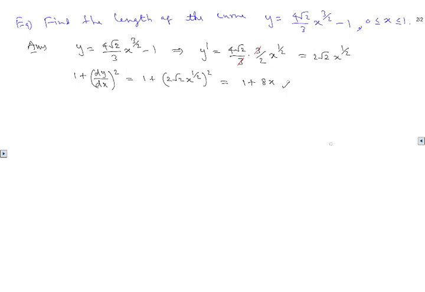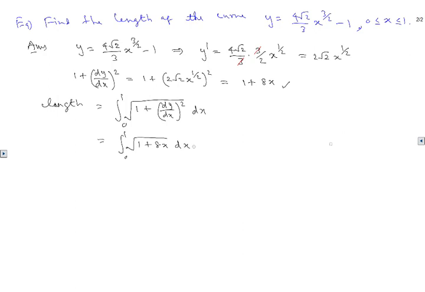Now we can write the formula. So the length is, what are the limits? It's going from 0 to 1 of the square root of 1 plus dy over dx squared dx. So let's plug in. If you plug in, you get the integral from 0 to 1 of the square root of 1 plus 8x dx. You only need to integrate this one, but this is a very easy integral.